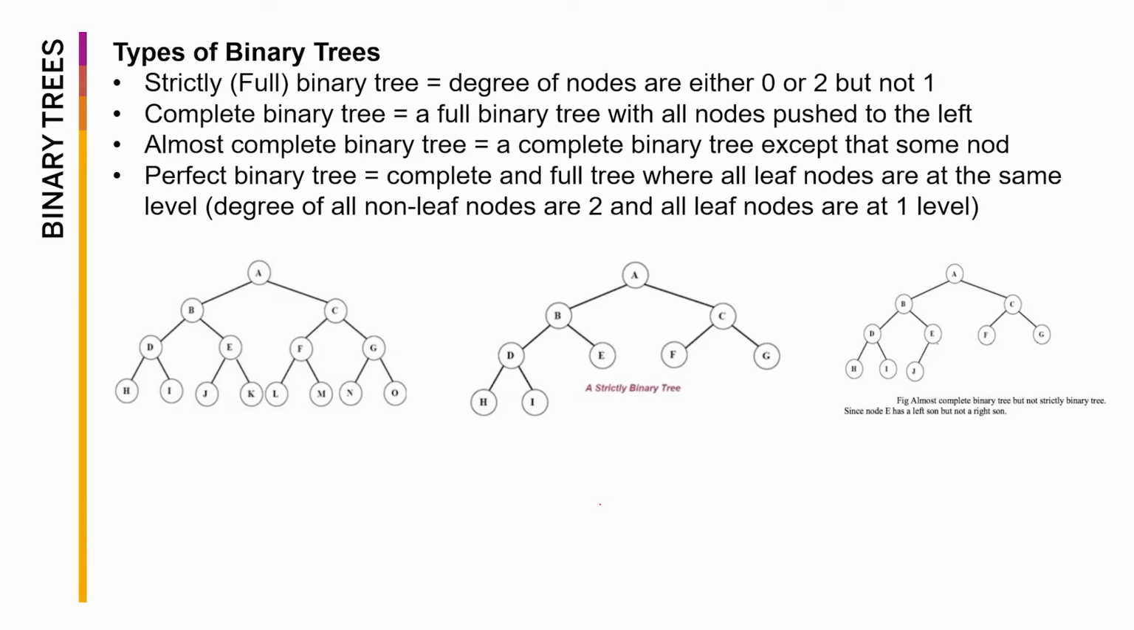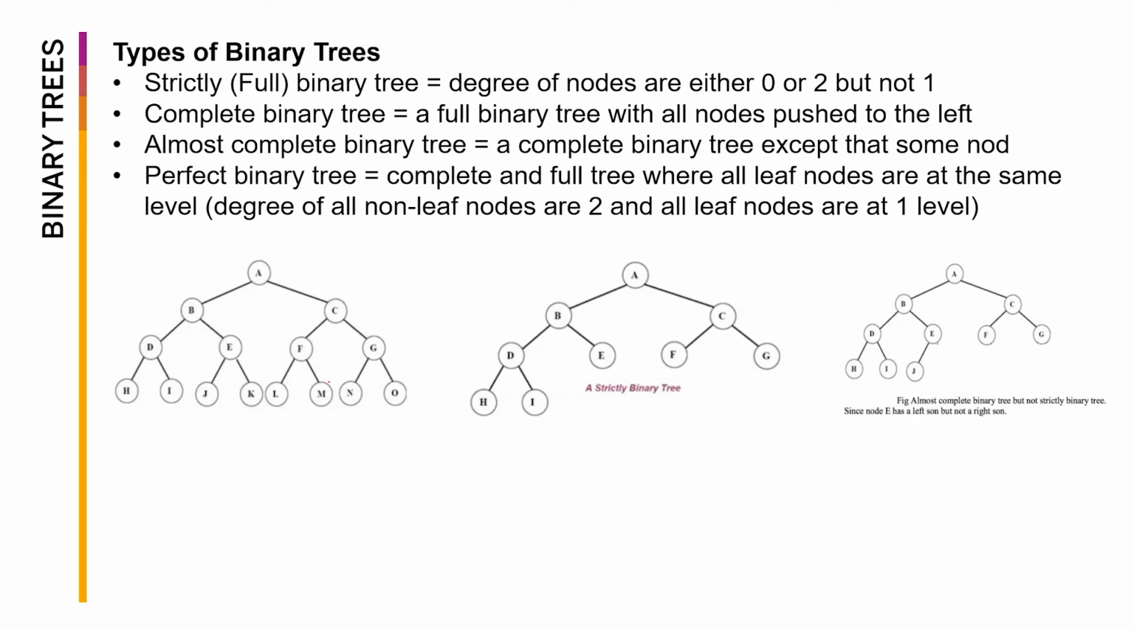A complete binary tree is a full binary tree with all nodes pushed to the left. So you won't be seeing nodes or children nodes which start at the middle. So all of the children nodes are pushed to the left. We also have an almost complete binary tree where instead of having a full node, or a node that has 2 children, it has only one left child at that node.